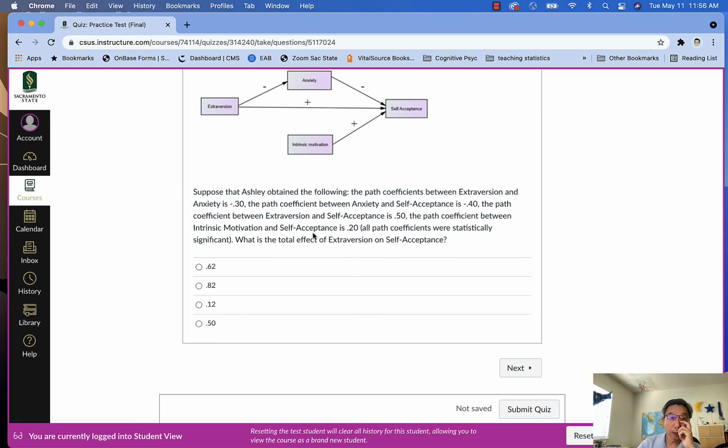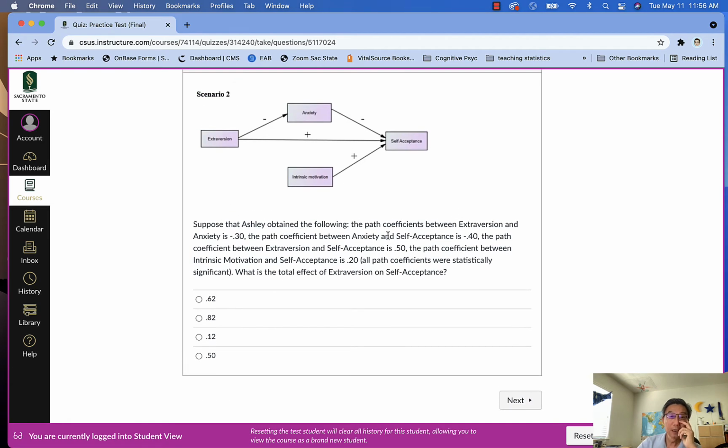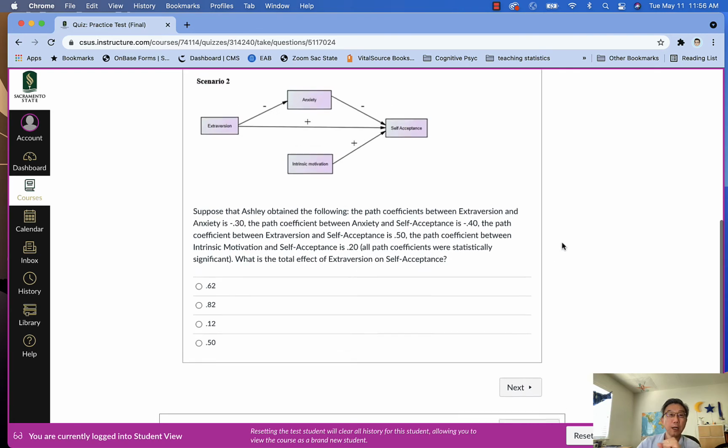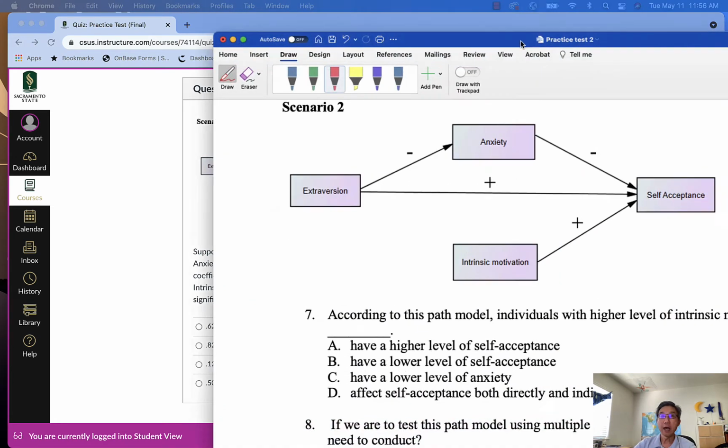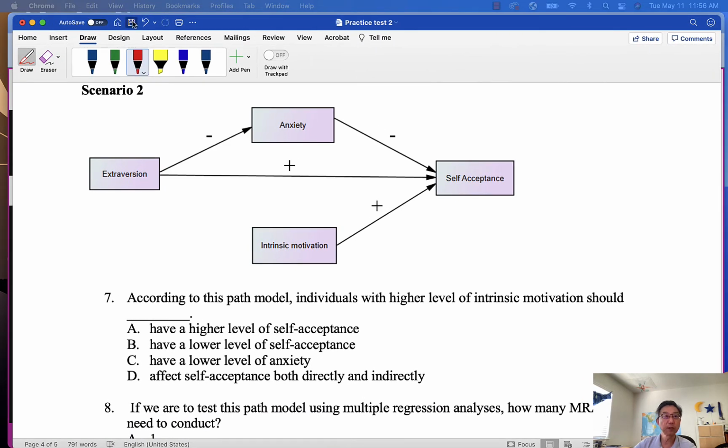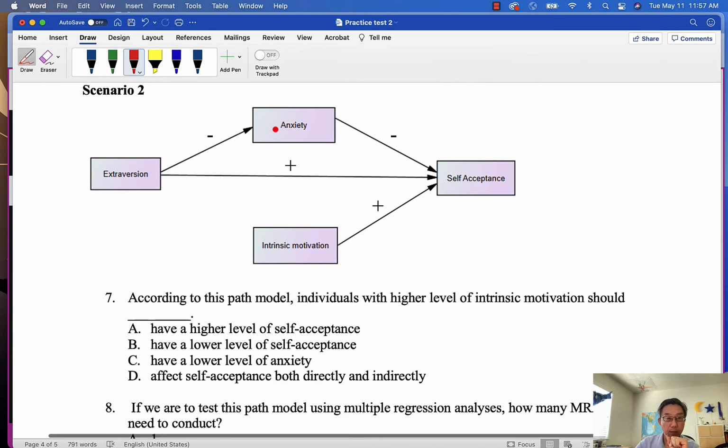Next question, suppose we obtained the following path coefficients. If you see a question like this, my suggestion is to use a piece of scratch paper and actually draw those numbers on the diagram. Once you have those numbers on the diagram, it's much easier for you to think about and answer the question.